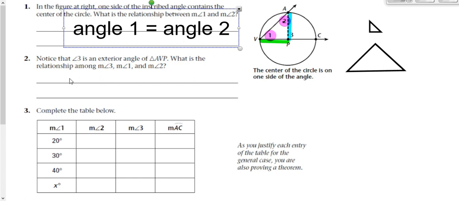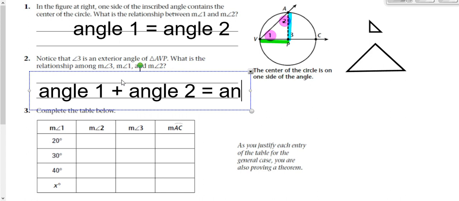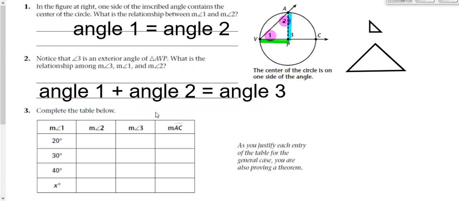What's the relationship amongst 1, 2, and 3? In number 2, one of the things that in geometry that we know is if I take the measure of angle 1 and I add it to angle 2, it's equal to the measure of angle 3. And you might be like, what is that? Okay, that doesn't maybe make the most sense. So we're going to kind of fill out the table here below.